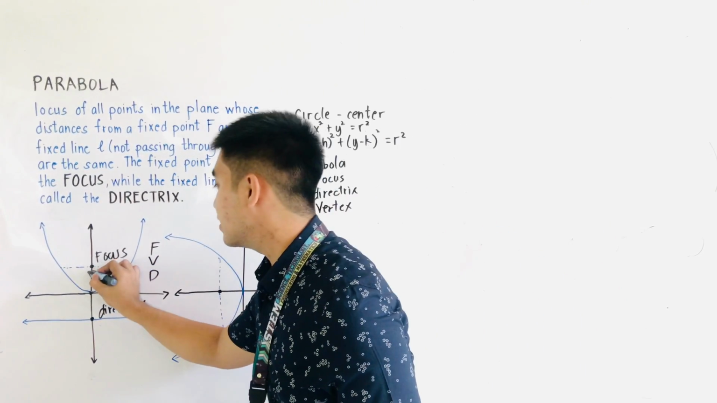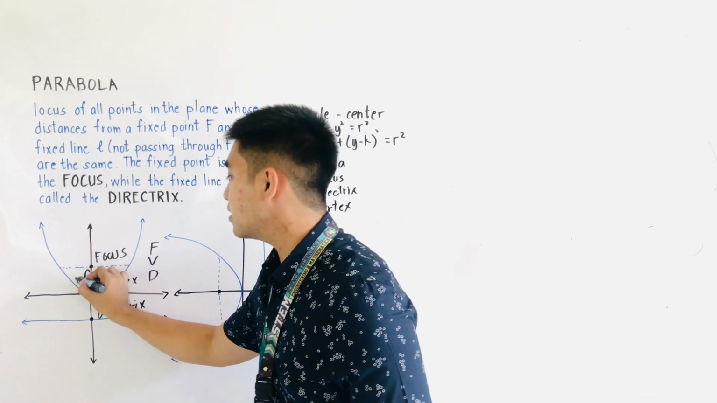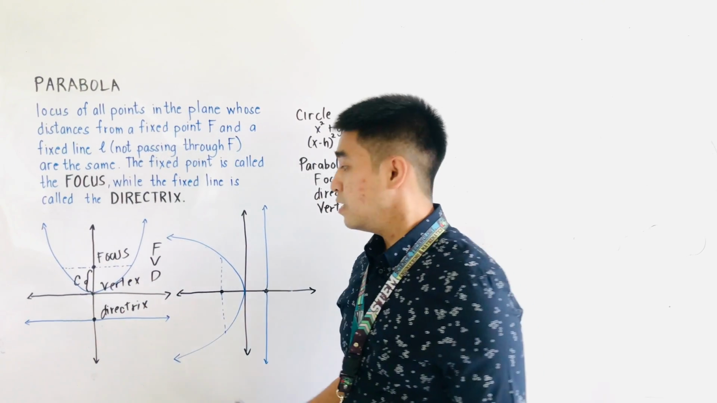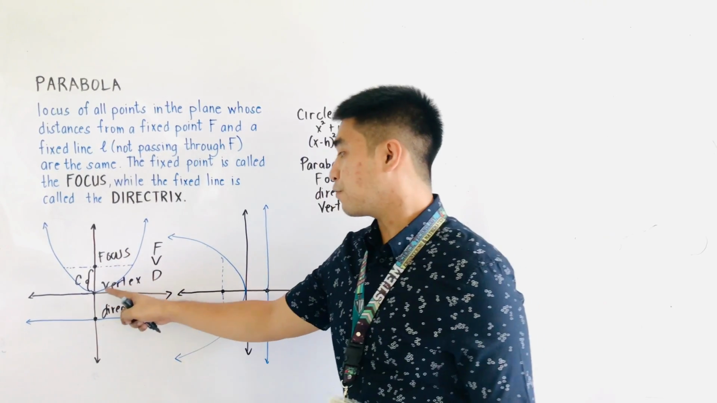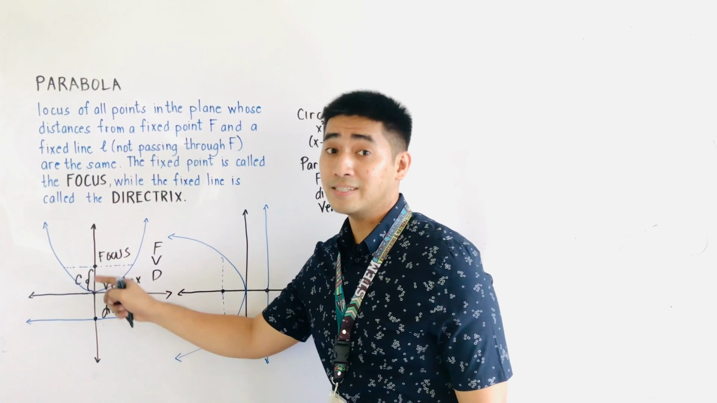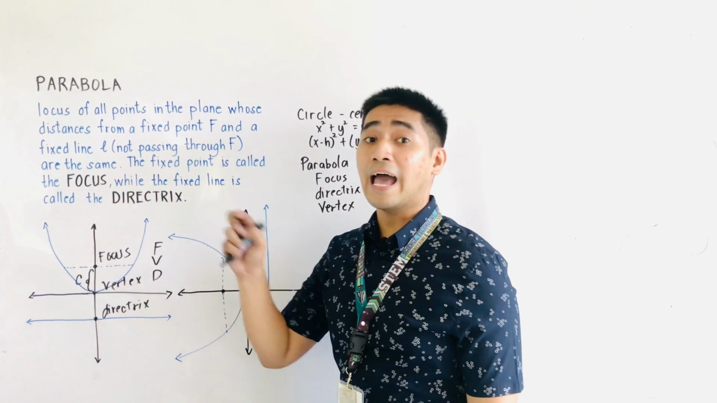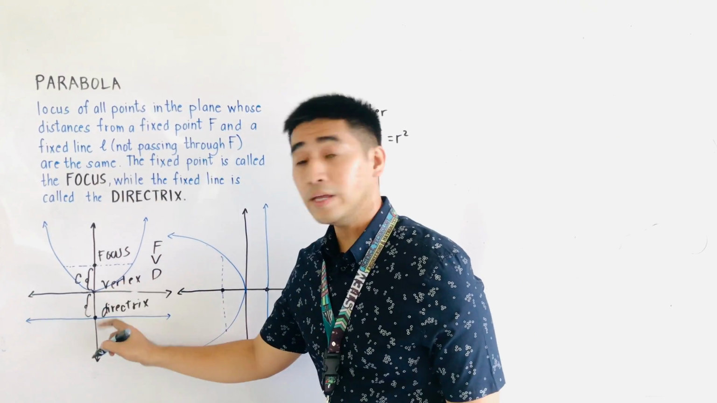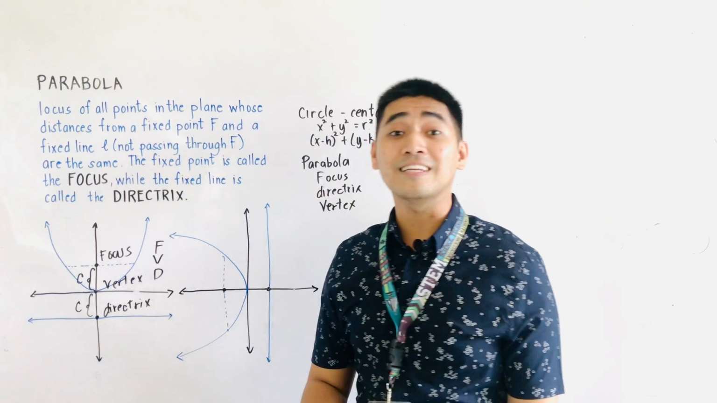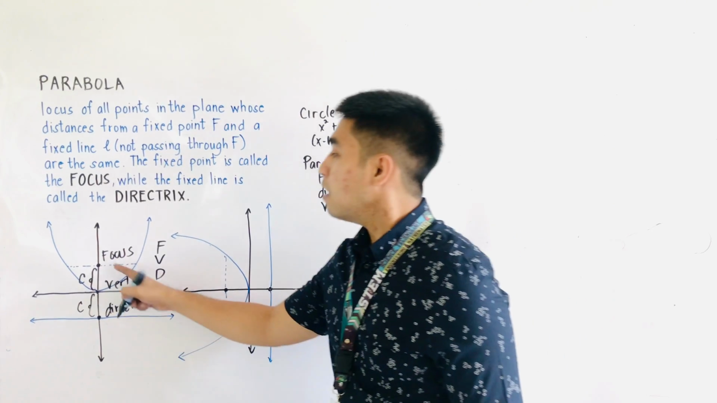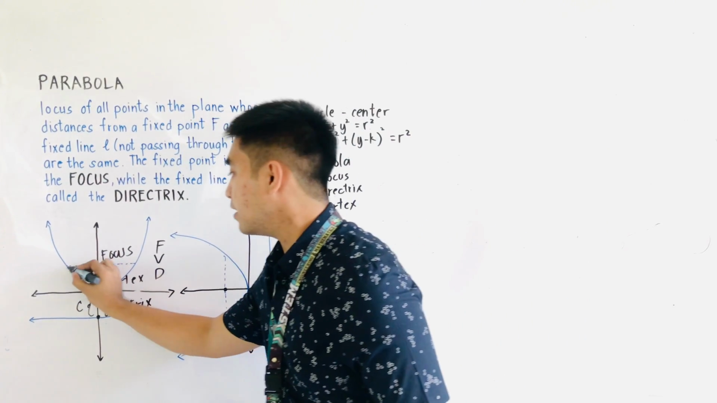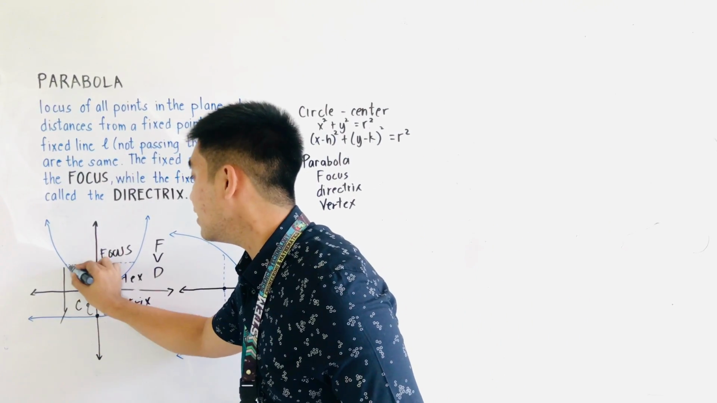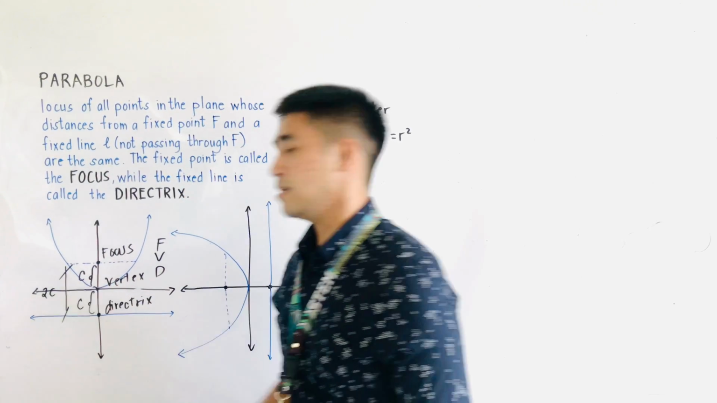So what is this distance? This distance is what we call C. The distance from the vertex to the focus is C. Therefore, it has the same distance when we say vertex going to the directrix. Therefore, that is also C. And from the focus to the directrix, that distance is 2C.